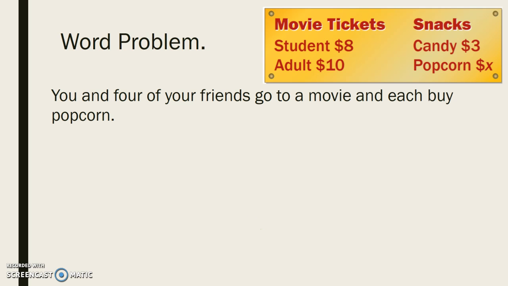And our last problem here is actually a word problem. It says you and 4 of your friends. So when I read this, I think that is 5 people. You and 4 other people, so you have to count yourself. You go to a movie and each buy popcorn. Each one of you buys popcorn. So we've got our prices up at the top right-hand corner. Student tickets are $8, adult tickets are $10. So it's you and your friends, so you guys are students. And then we want to buy popcorn, each one of us.